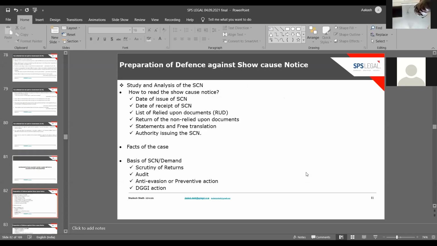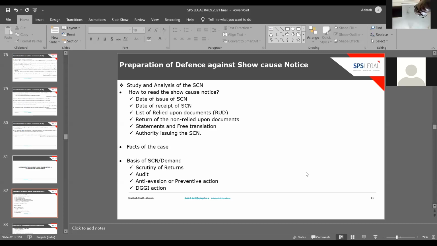Coming to the adjudication process, friends, when we prepare, the first and foremost thing to be kept in mind is, just as in Brindavan Beverages the Supreme Court said that the SCN, the show cause notice, is the foundation of the department's case, similarly, the reply should be treated as the foundation of the assessee's defense right up to the Supreme Court.